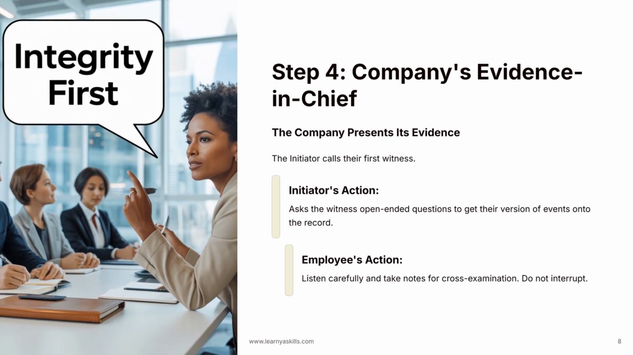Next, at Step 4, the initiator calls their first witness. This is called evidence in chief. The initiator will ask their witness a series of open-ended questions to get their side of the story onto the official record. Your role during this step is critical. You must listen intently, stay silent, and take detailed notes. Everything the witness says is potential ammunition for your cross-examination, which is coming up next.